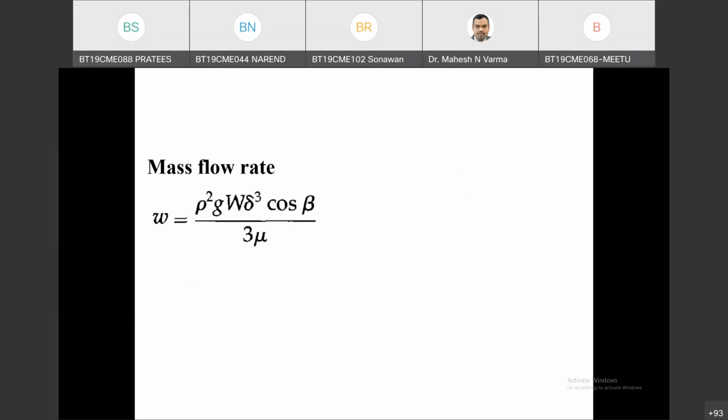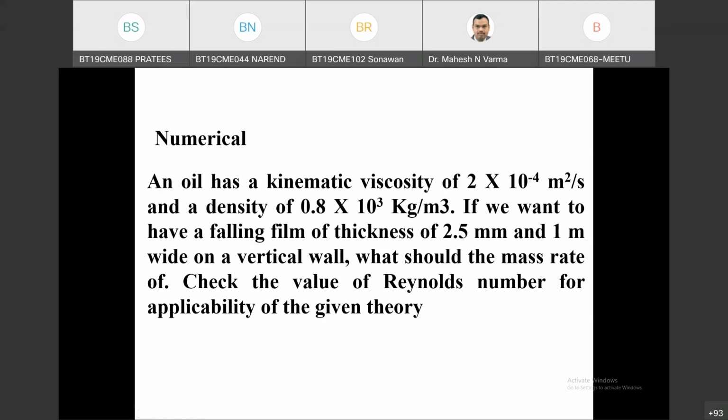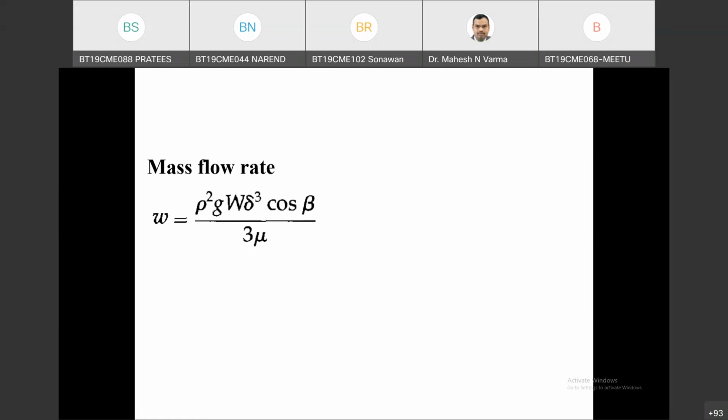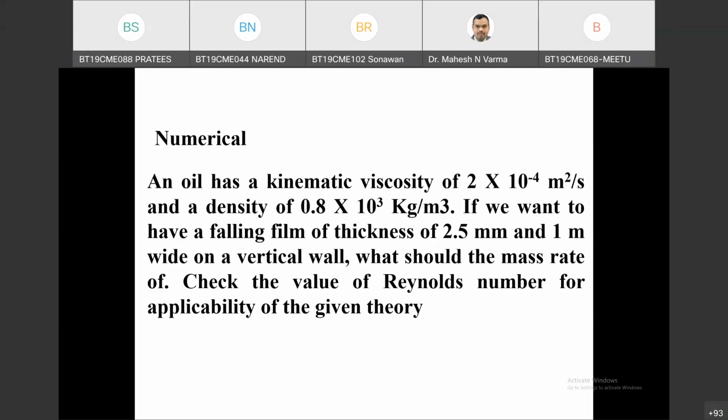So this is the mass flow rate. Everything is given: density, kinematic viscosity, thickness. So you can get the mass flow rate. If you substitute all the values in SI units, you will get a mass flow rate of 0.2 kg per second. Now calculate Reynolds number.